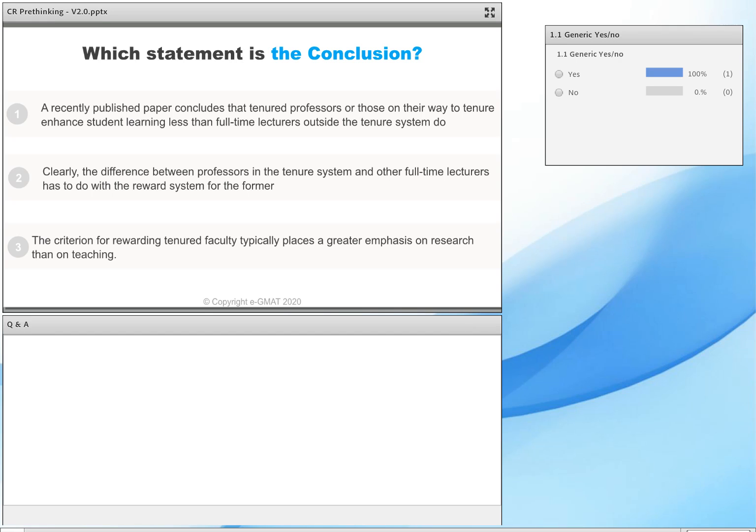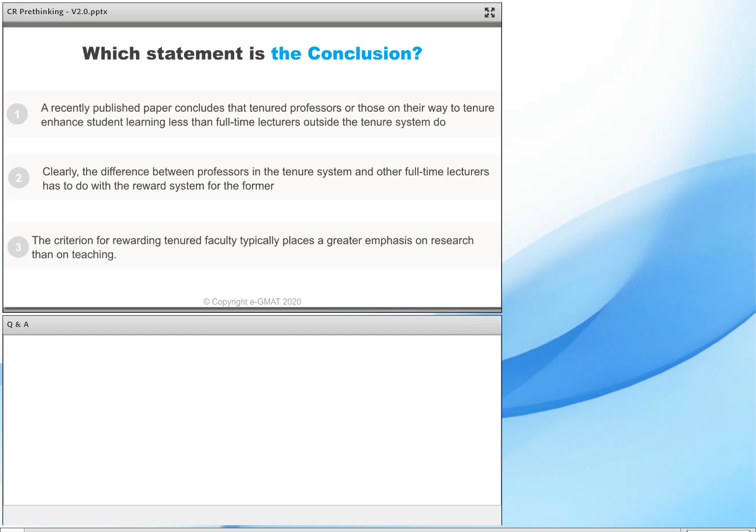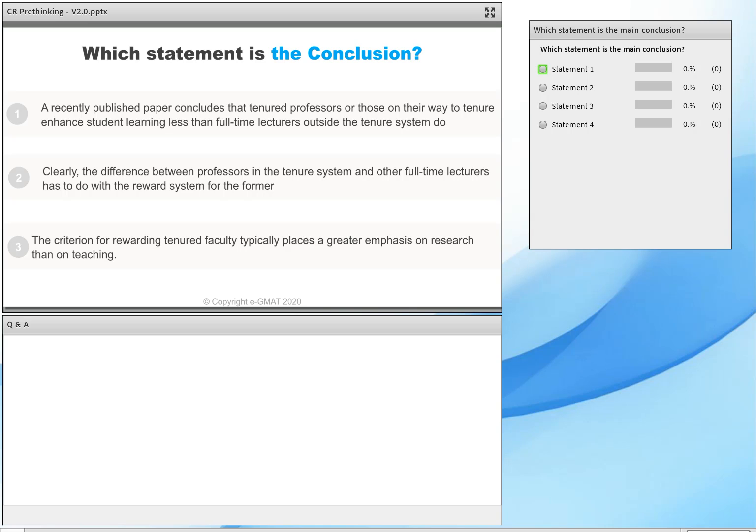So with that, this is the same argument that we had, so good question. I've just split it down into three statements. I'm putting a poll over here, and the question really is which statement is the main conclusion. I want you to tell me. Don't go for option 4 because option 4 doesn't exist over here. There's only three statements here. I used this poll for another argument, so that's why I have it on this. So which statement do you think is the main conclusion?